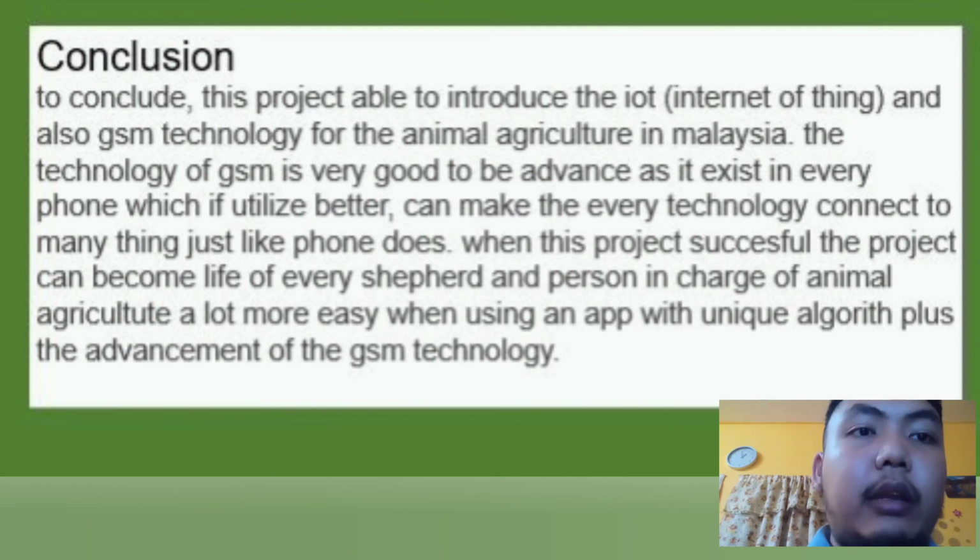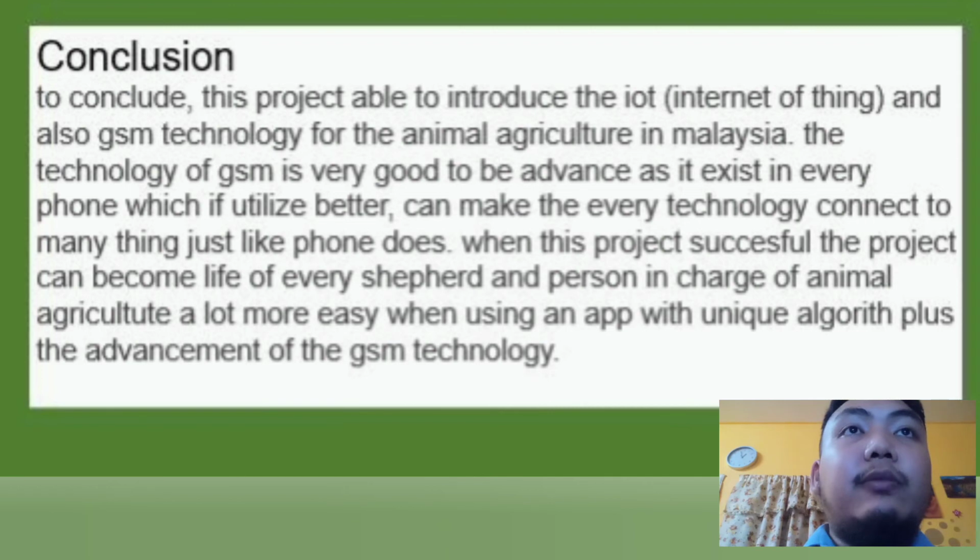As you can see, our phone can really connect to many things, like the TV, Android TV, and our own house appliances like the fan and so on. If GSM is utilized better, then every single thing can really be connected just like our phone. Because every single thing is made to be connected like a phone, if every single thing uses GSM just like a phone does, it can be connected to anything else.